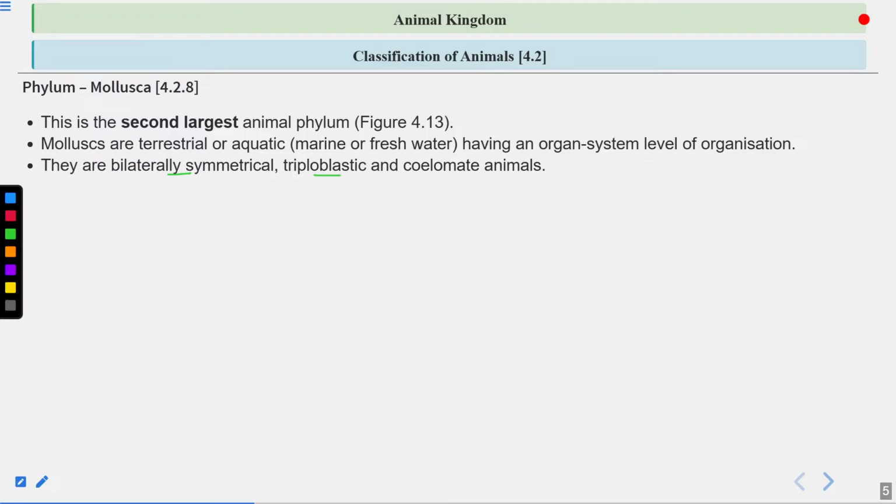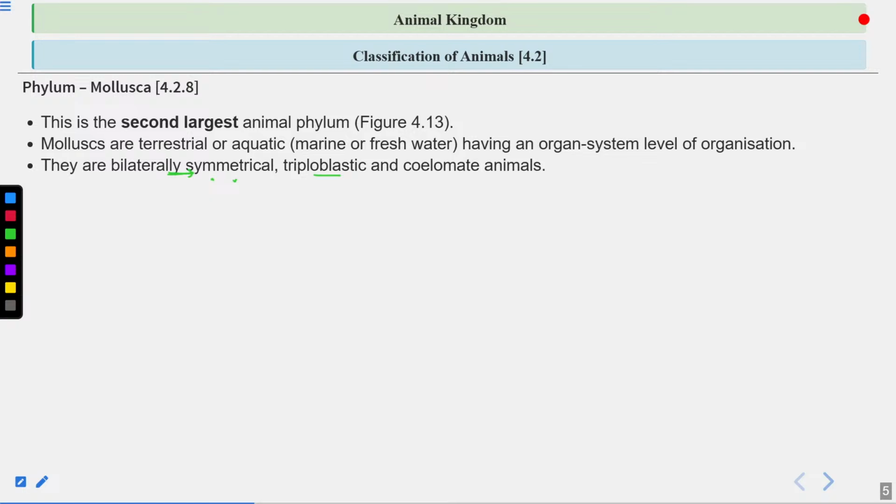They are bilaterally symmetrical. What does this mean? This means their body can be divided into symmetrical halves. Or in other words, you can say two copies, left and right. The body can be divided into two halves, left and right, and these two are mirror images of each other. These two halves are exactly similar to each other.